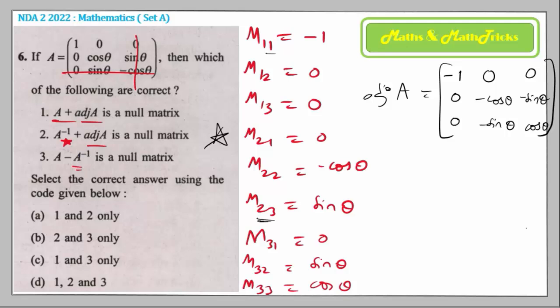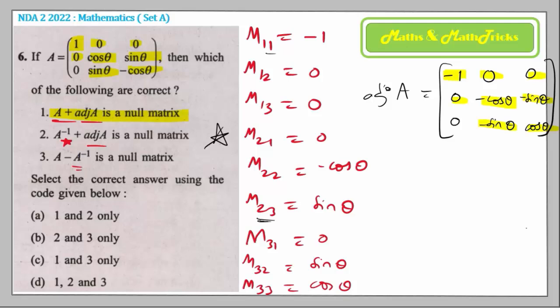You can clearly see that if you add this matrix 1 plus this minus 1 gives 0, the 0 0 0 is there already, then 0 plus this 0 is there, then cos theta minus cos theta becomes 0, sin theta minus sin theta becomes 0, sin theta minus sin theta becomes 0, minus cos theta plus cos theta becomes 0. So the first statement is a true statement: the sum of adjoint A and A is a null matrix. But what about A inverse?